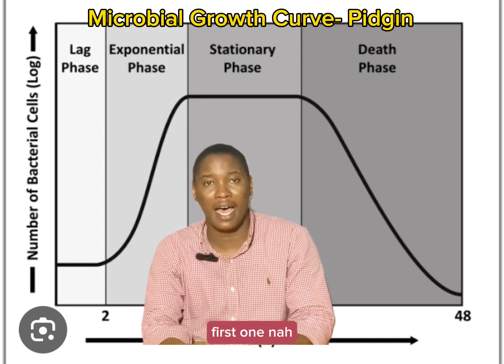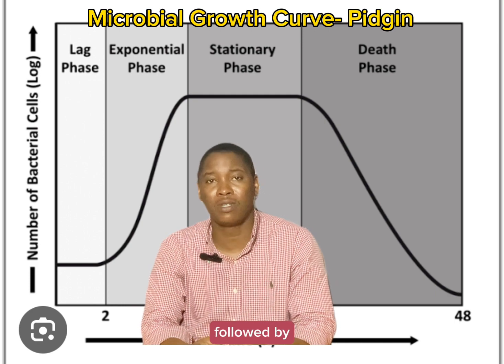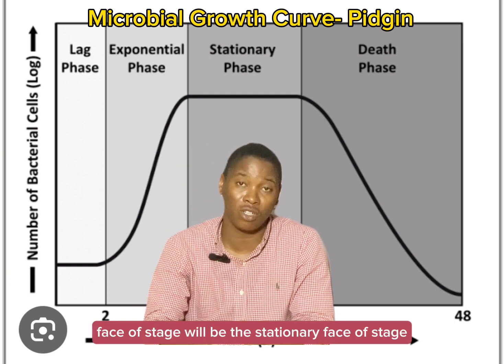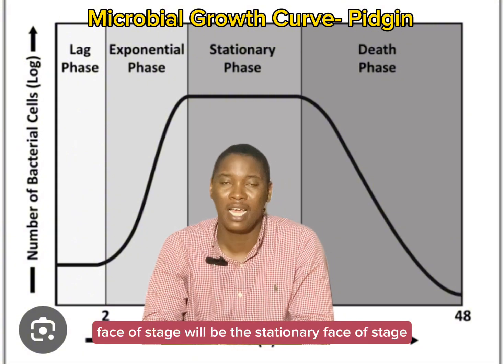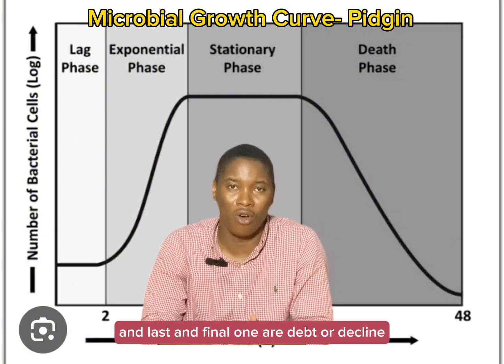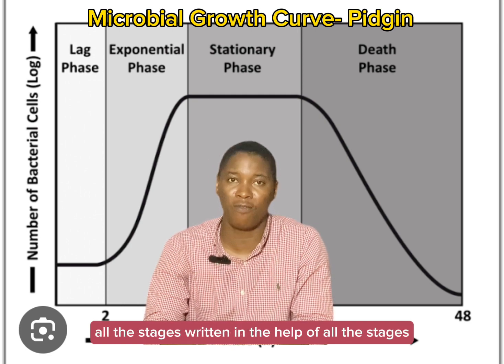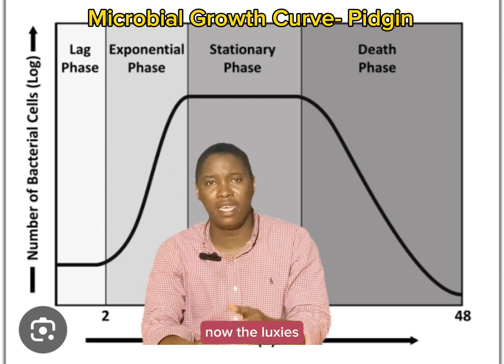The first one is the lag phase, followed by what we call the log or exponential phase. Then we have the third phase or stage, which is the stationary phase, and the last and final one is death or decline. It is important as a scientist to understand what happens in all these stages. Now, the first stage is the lag phase.